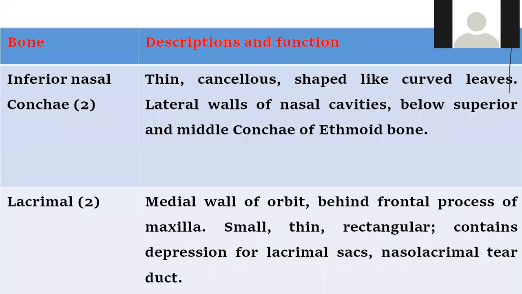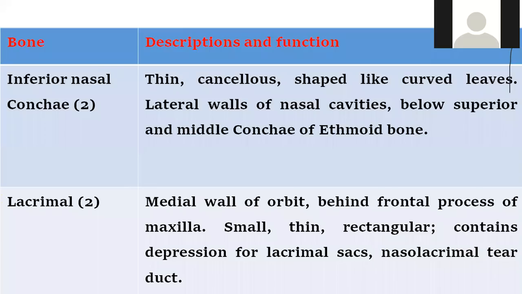Now, a brief discussion of these bones that make the region of the face. We have the inferior nasal concha. They are thin, they are cancellous. The shape of the inferior nasal concha is like a leaf. So they form the lateral wall of the nasal cavity, and they are below the superior and middle concha of the ethmoid bone.